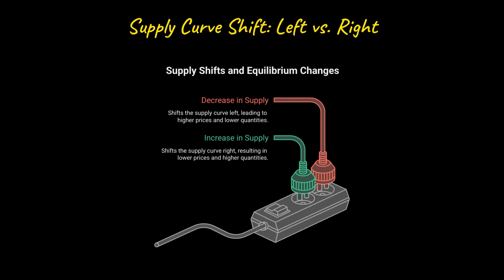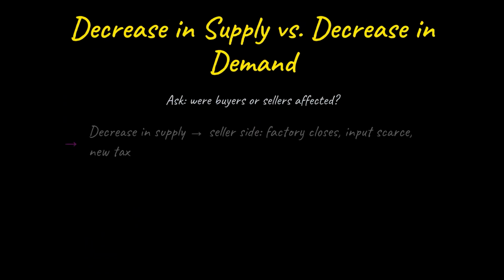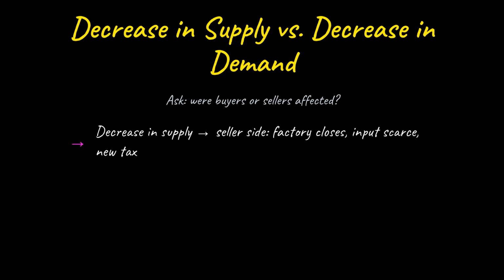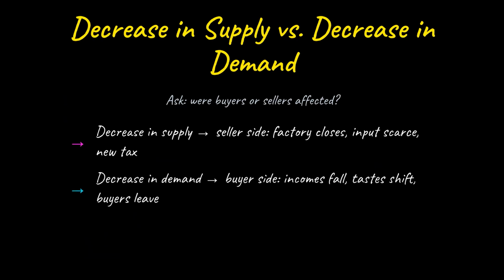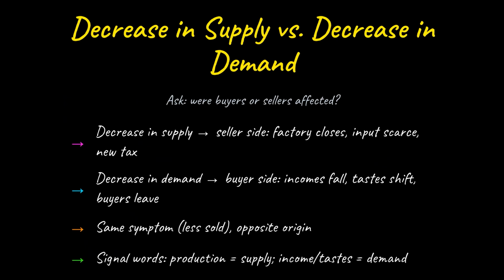This inverse movement of price and quantity is the fingerprint of a supply shift, distinguishing it from a demand shift where price and quantity move together. The most common mistake is confusing a decrease in supply with a decrease in demand. They look similar in outcome but have opposite origins. Always ask whether buyers or sellers were affected. Production disruptions belong to supply, while income and taste changes belong to demand.